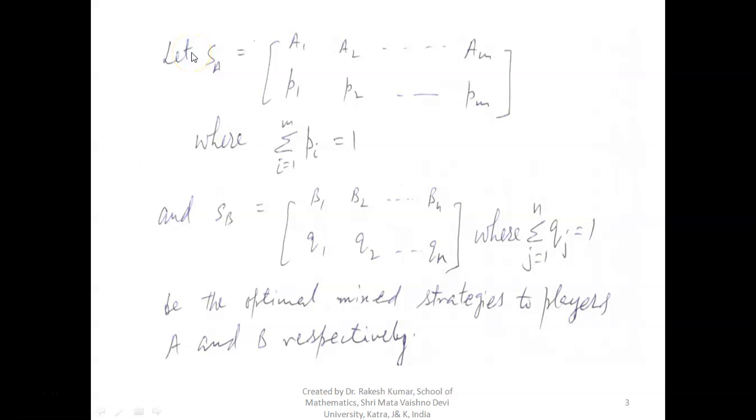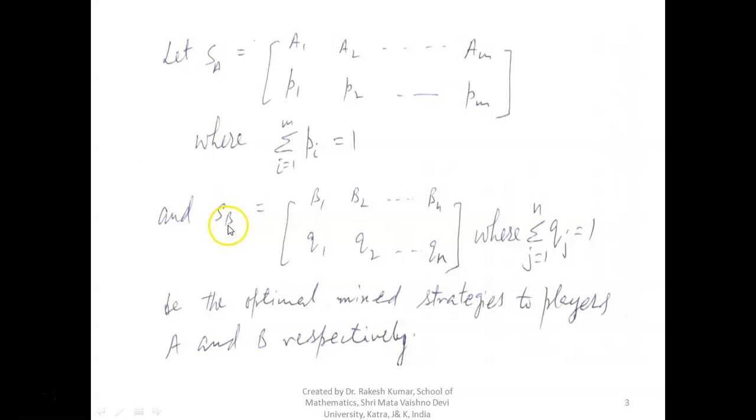Now, assuming that this game doesn't possess any saddle point, we will try to obtain the optimal mixed strategies. So let SA is equal to A1, A2, Am with probabilities P1, P2, Pm. That is, player A selects strategy A1 with probability P1, strategy A2 with probability P2, and strategy Am with probability Pm, where the sum of all these probabilities is equal to 1.